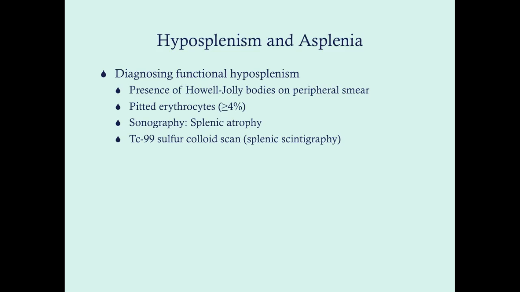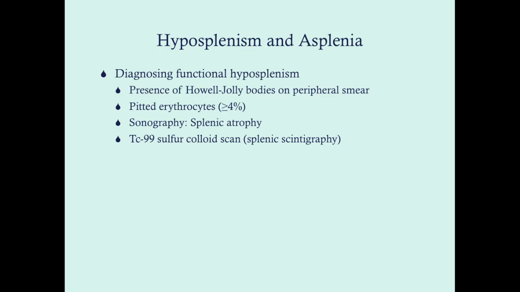You'll also note other things. You can note Heinz bodies, which are just precipitated hemoglobin, and it's visible due to disulfide bonding between the hemoglobin molecules. You typically will note this on methylene blue tests. We'll look at that in a little bit. You can also note pitted erythrocytes, just little indentations in the erythrocytes. And then on sonography, you can note splenic atrophy.